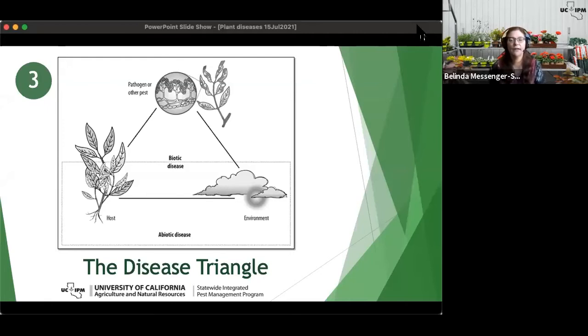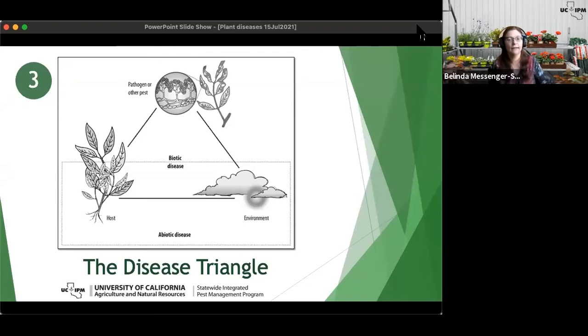The severity of the disease is going to depend on the virulence and the abundance of the pathogen, how susceptible the plant is, and also how conducive the environment is. So for example, powdery mildew on roses develops when there's lots of spores of the pathogen, when the rose variety is susceptible to powdery mildew, and when the rose is being grown in a shady area when the temperatures are moderate, between 60 and 80 degrees Fahrenheit.